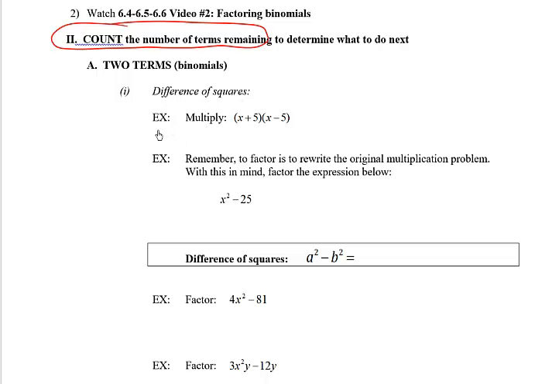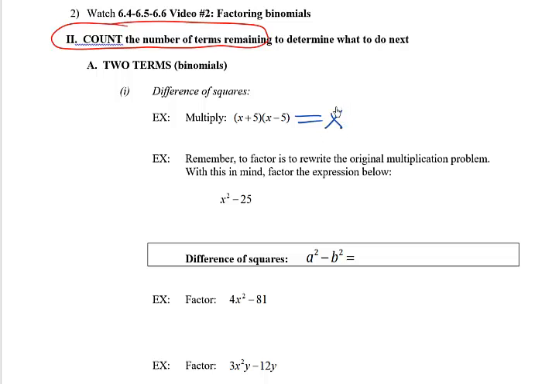Take a look at this first example here. You're being asked to multiply x plus 5 times x minus 5. You might remember we were talking about foiling, and we noticed that if your FOIL problem fit this a plus b, a minus b pattern, then something particular happened, namely the middle part of the FOIL dropped out.